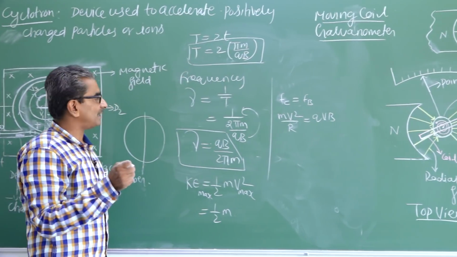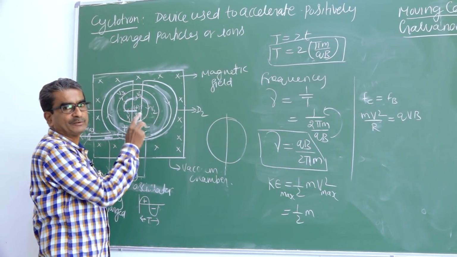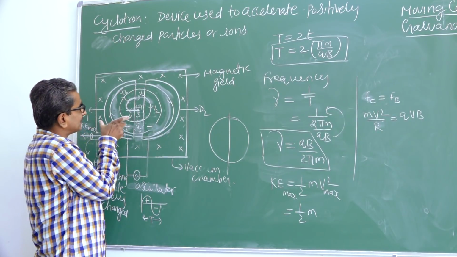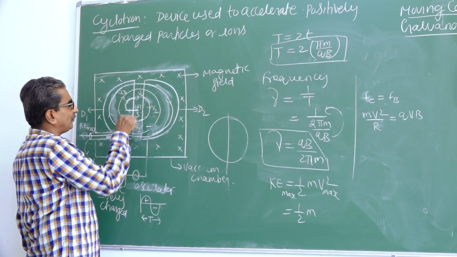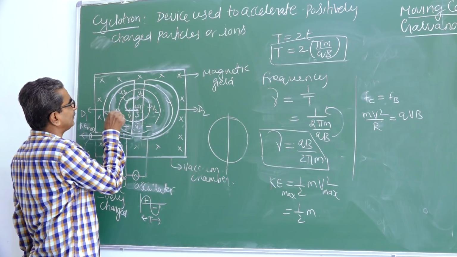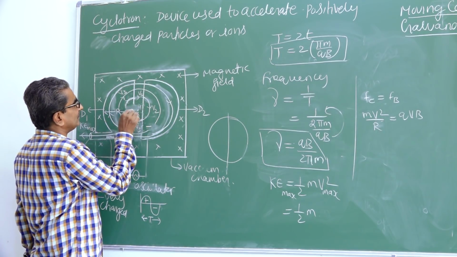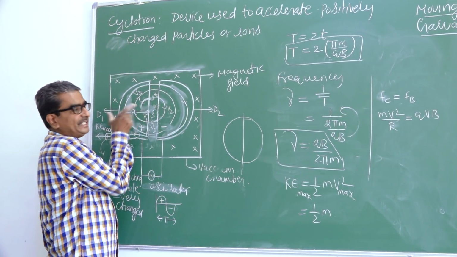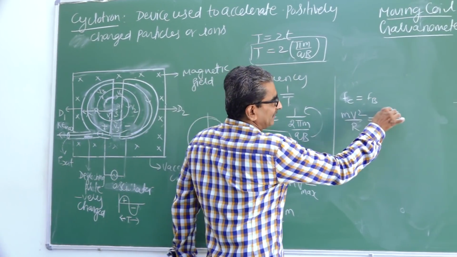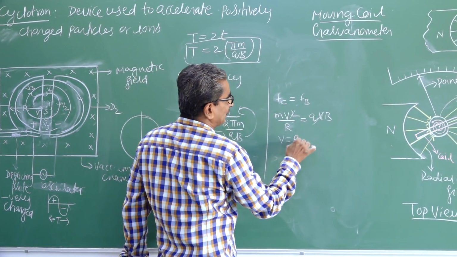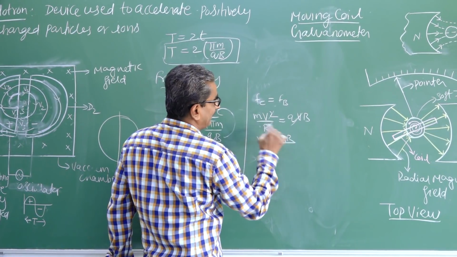Small r is the radius of each of the semicircular paths, which continuously varies, whereas capital R is the radius of the D, right from ear to ear. So radius of the D. If I cancel V and V, then V is equal to QBR divided by M.